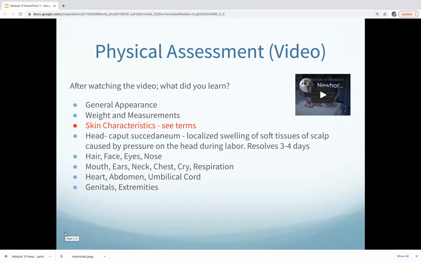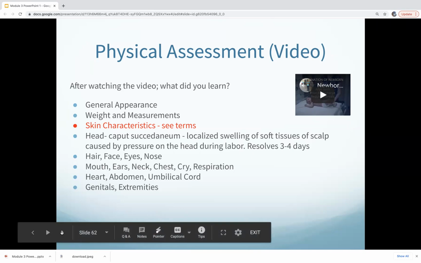A couple of other ones we're going to talk about is caput succedaneum. It's a localized swelling of soft tissue on the scalp, and that is caused by the pressure of the head during labor, and it resolves in 3 to 4 days. Go over pretty much the whole assessment there.